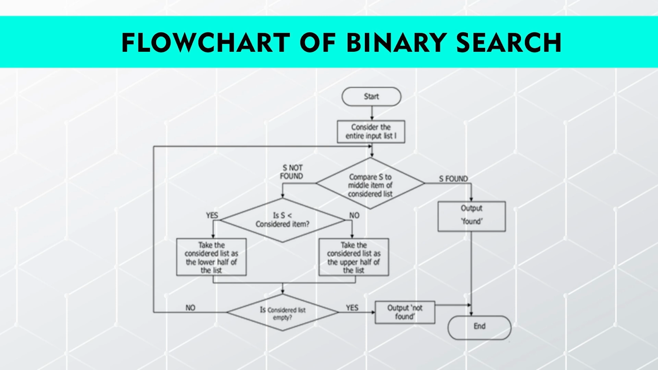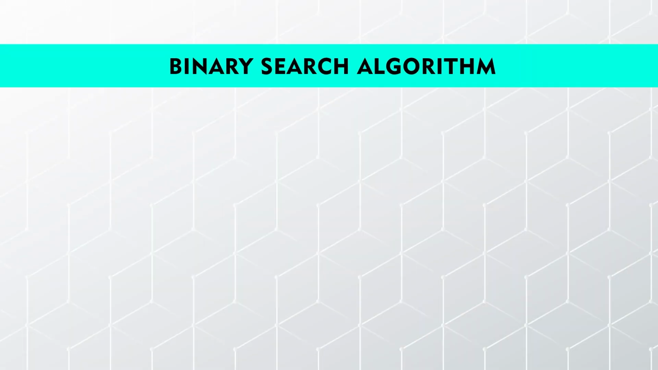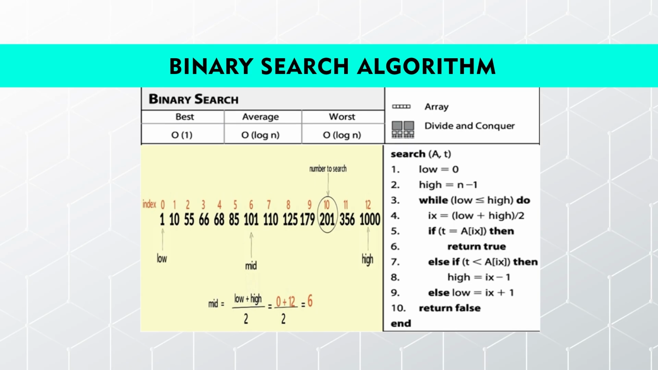So let me first help you to understand this problem with the help of an example. Let us say that we need to search for 201 as a number, and there is a sorted list of 13 numbers, 1, 10, 5 up to 1000, as given to you. And in C, generally the indices start with 0. So the index of the first element is 0 and the index of the 13th element will be 12.